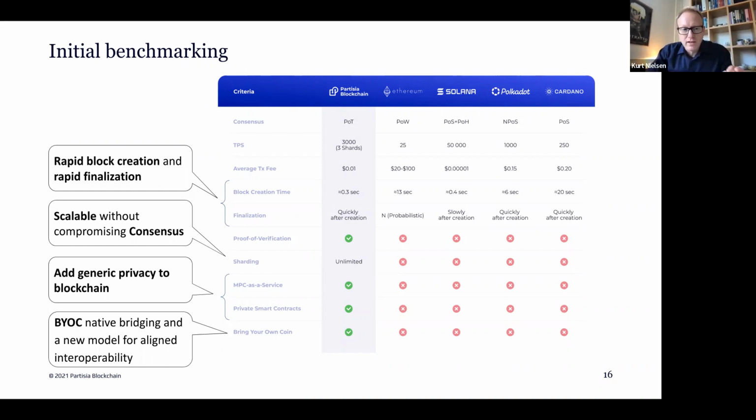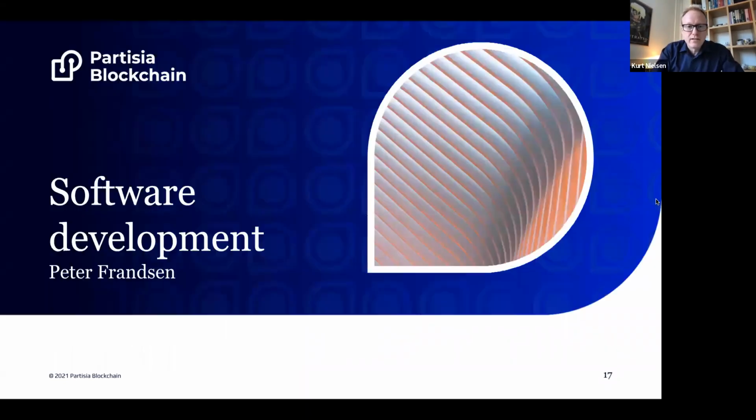The fourth thing is the bridging, which is the interoperability, which is native to the blockchain. So that is the Oracle nodes that are running this part of the network. So I think with that, I'm at the end of my part. So Peter, take it from here. Yes.